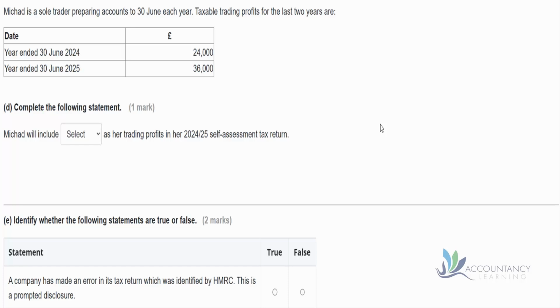Mihad is a sole trader preparing accounts to 30 June each year. Taxable trading profits for the last 2 years are, so for the year to 30th of June 24 is 24,000, and then in the following year 36,000. So we need to complete the statement. So Mihad will include one of these four amounts as our trading profits for the 24-25 self-assessment tax return.